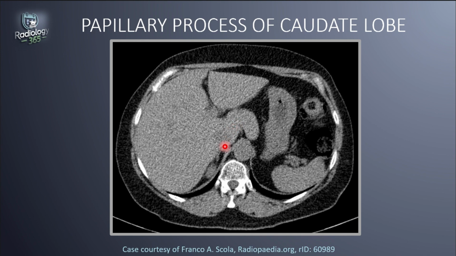So you can see here in the region of the caudate lobe, there is this tongue-like liver tissue that is projecting from the caudate lobe and extending medially. This is the papillary process of the caudate lobe of the liver.